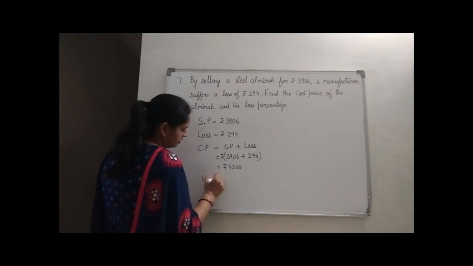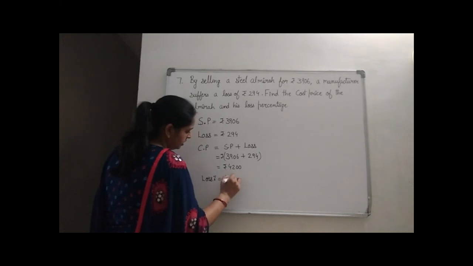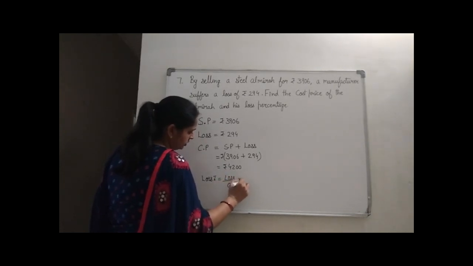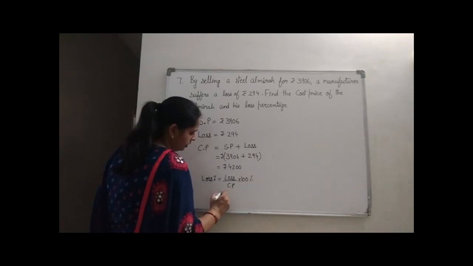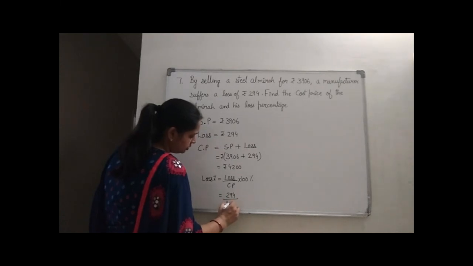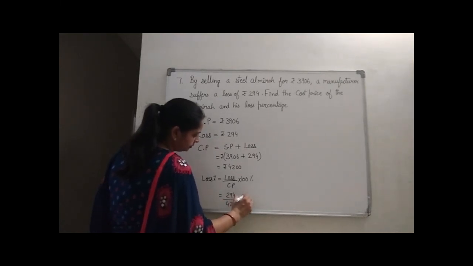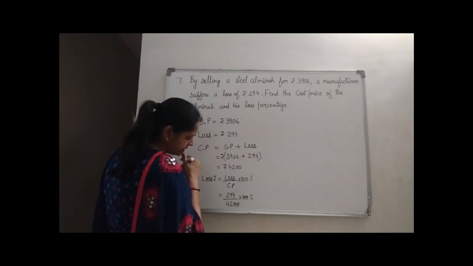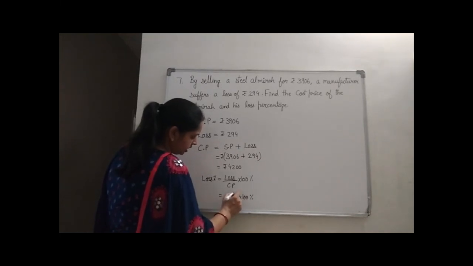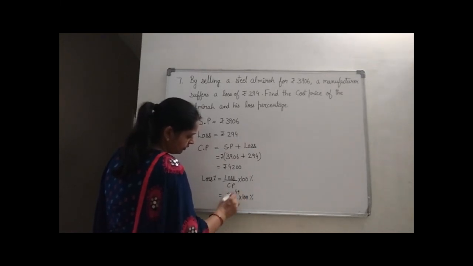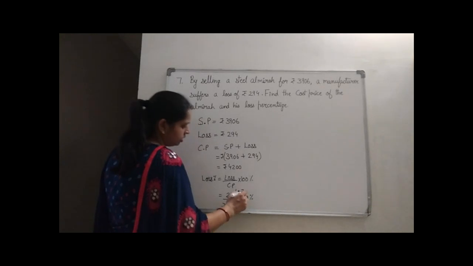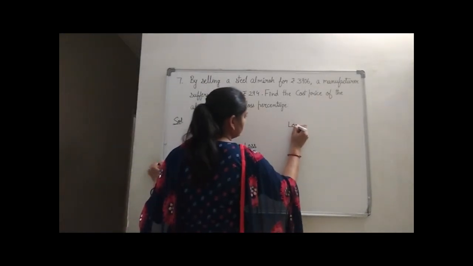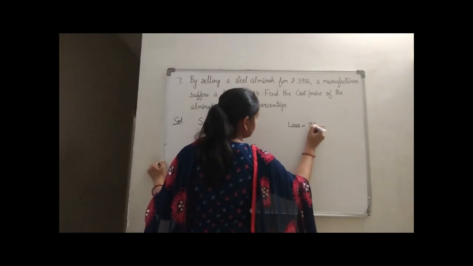Loss percent is equal to loss upon CP into 100. So put the value. Loss he has got of rupees 294 upon cost price is 4,200 multiplied by 100%. So 0 and 0 will get cancelled. Both can be cancelled by 6. 6 7s are, and here you will get 6 4s are is 24 and then 9s are. And 49 and 7 is left, so you are left with 7. So he got a loss of 7%. 7% loss he got.